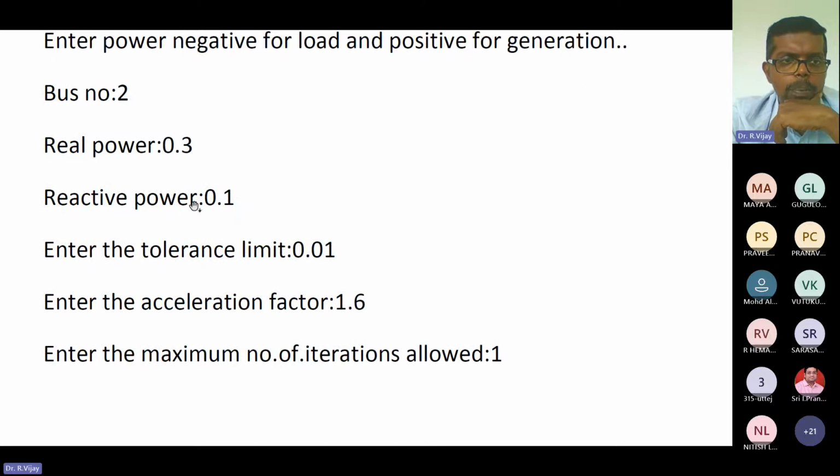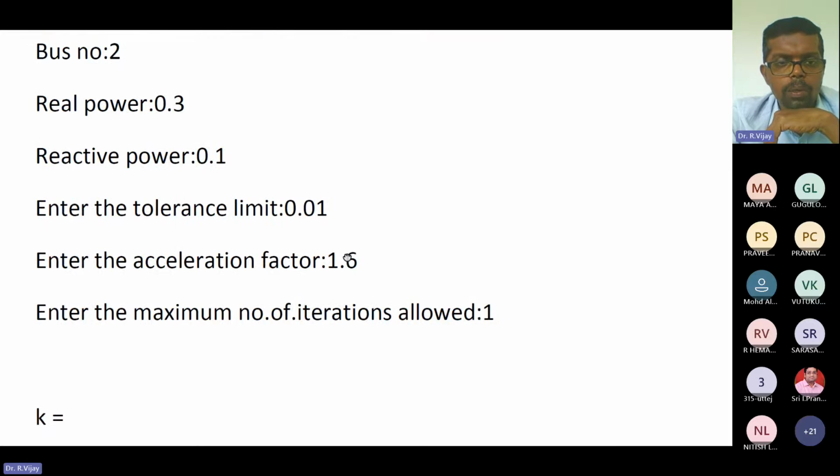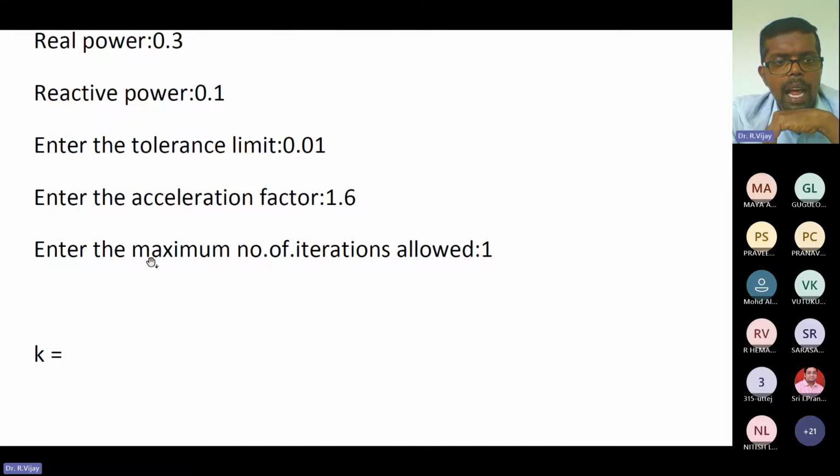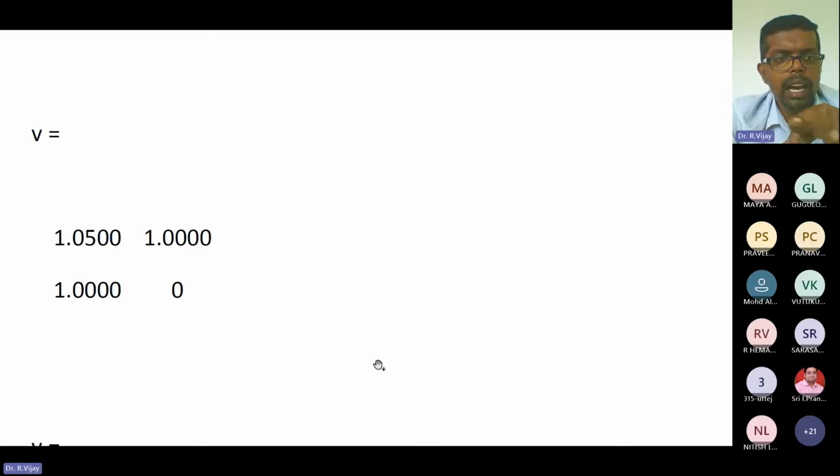Real power is 0.3, reactive power is 0.1. That you need to enter, I guess. And also the tolerance limit you need to give as 0.01. Next, the acceleration factor you need to give as 1.6, and enter the maximum number of iterations allowed. Simply we have taken it as 1 here. Then you'll get the voltage value here.